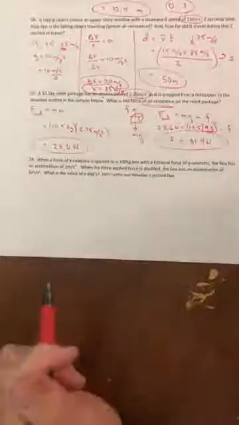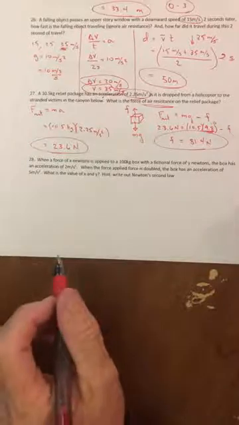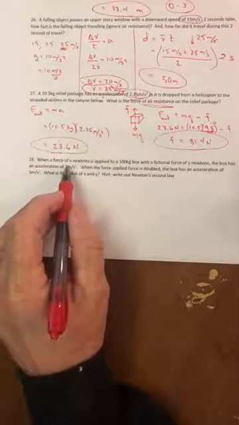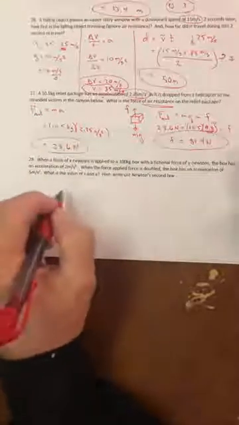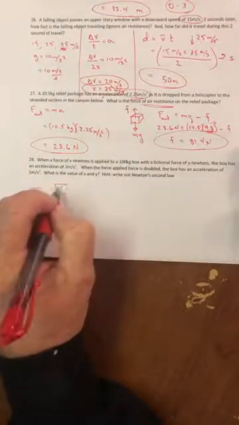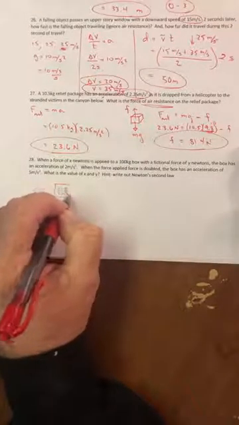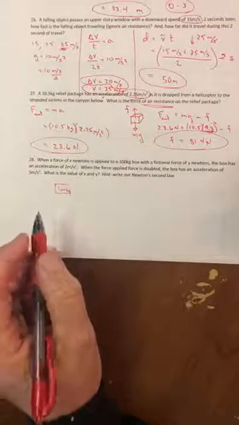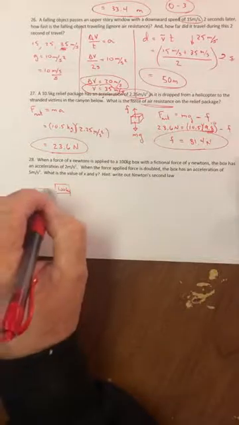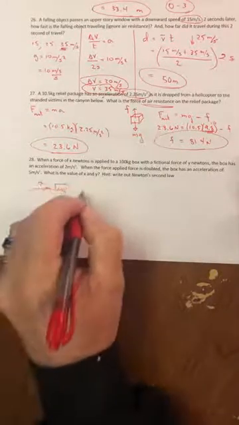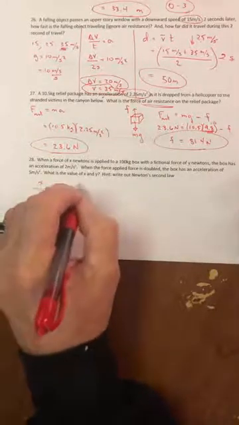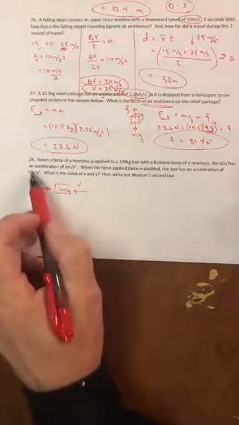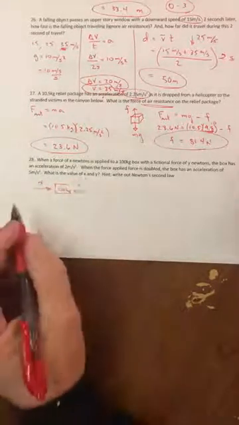All right, well, another one here from Newton's laws of motion. And this is a lot like this one. It says, when a force of x newtons is applied to a 100 kilogram box with a frictional force of y newtons. So I'm maybe pushing it this way with x, which means it's being opposed by y. And it says the box has an acceleration of 2.